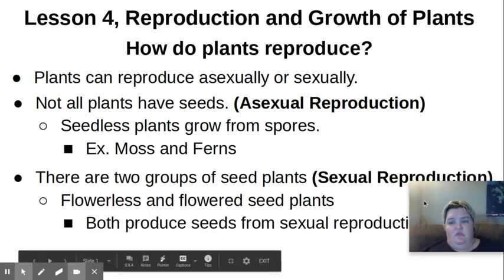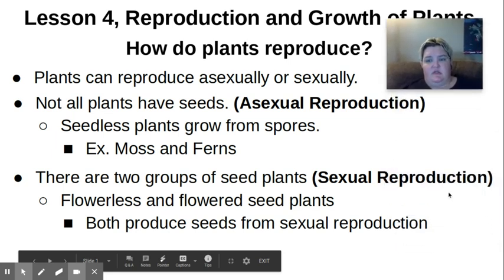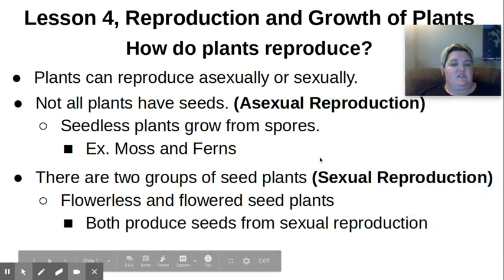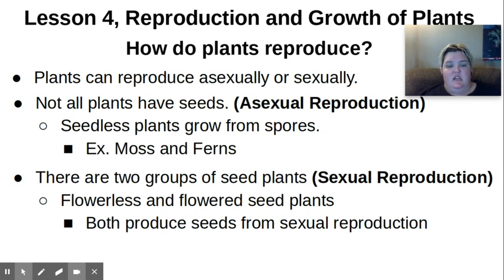There are two groups of seed plants or seeded plants. Flowerless and flowered seed plants. Both of those are going to participate in sexual reproduction. They produce seeds, so therefore it's part of sexual reproduction. So, for a plant to participate in sexual reproduction, it has to be a seed producer.